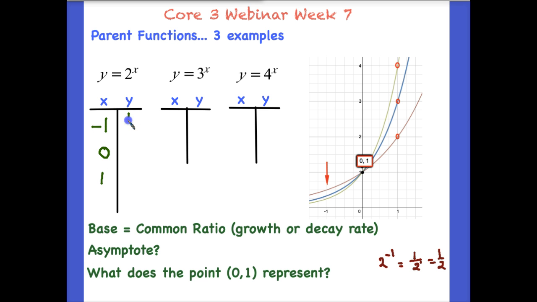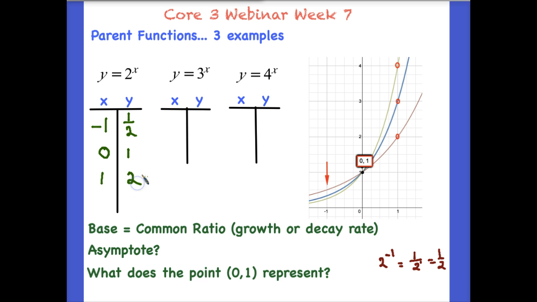And then notice what happens when we take 2 to the 0 power. Anything to the 0 power is always going to be 1. So 2 to the 0 power is 1. 5 to the 0 power is 1. 100 to the 0 power is going to be 1. Okay, and then now I'm going to take 2 to the 1 power. Well, anything to the first power is itself.